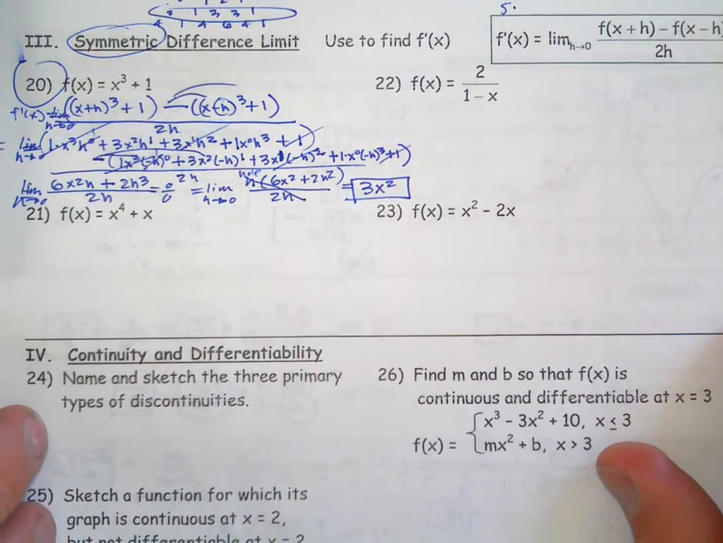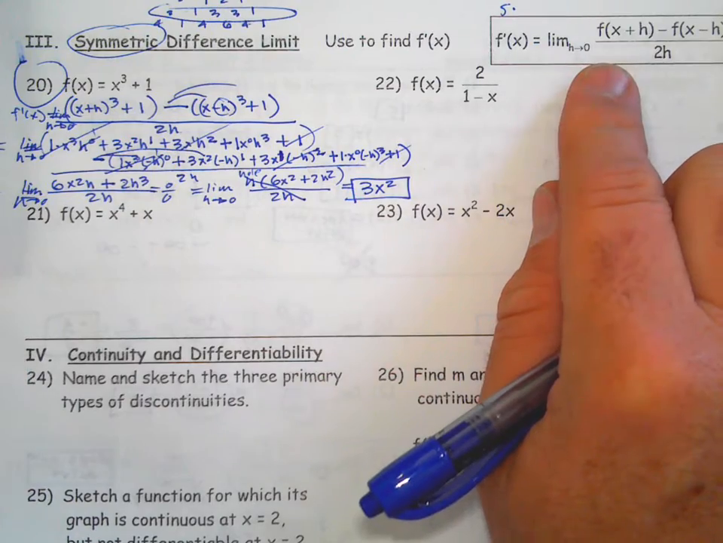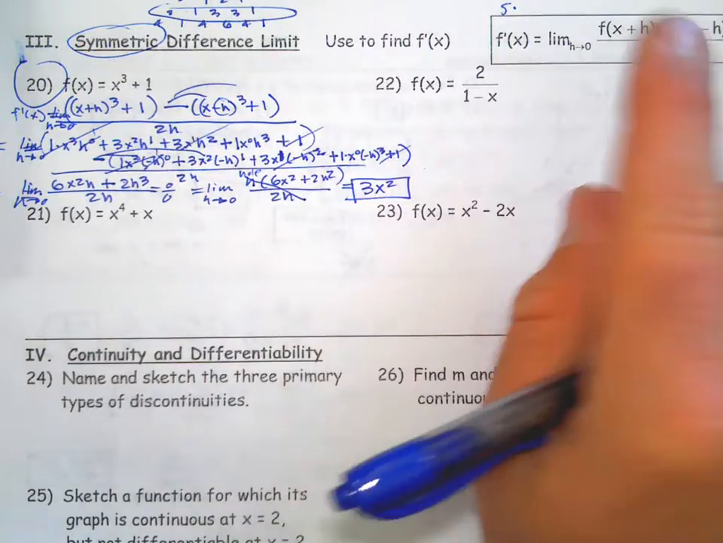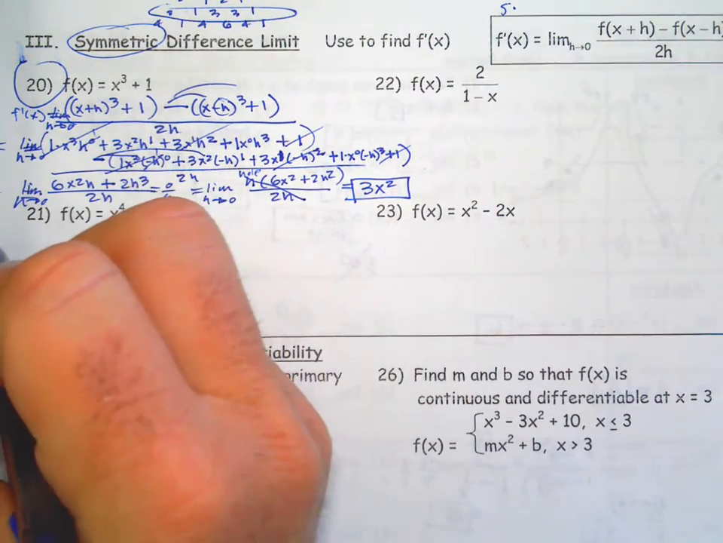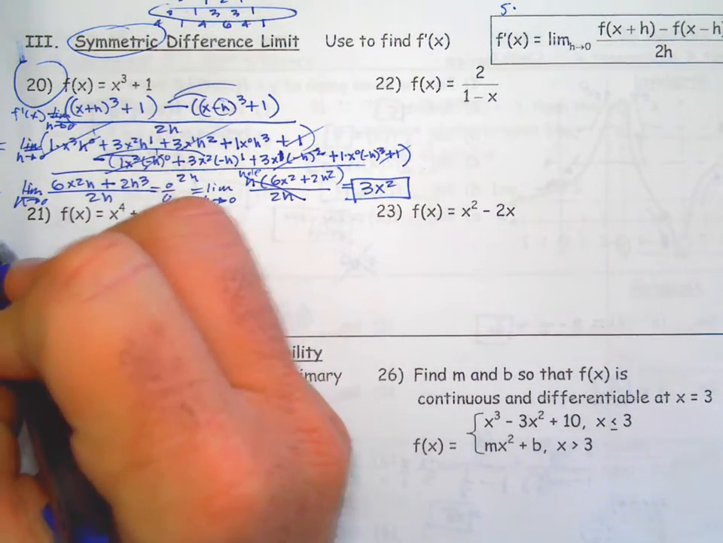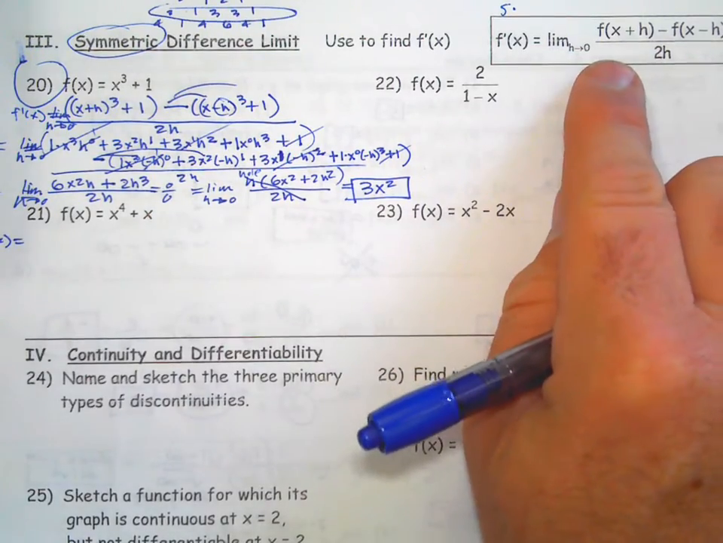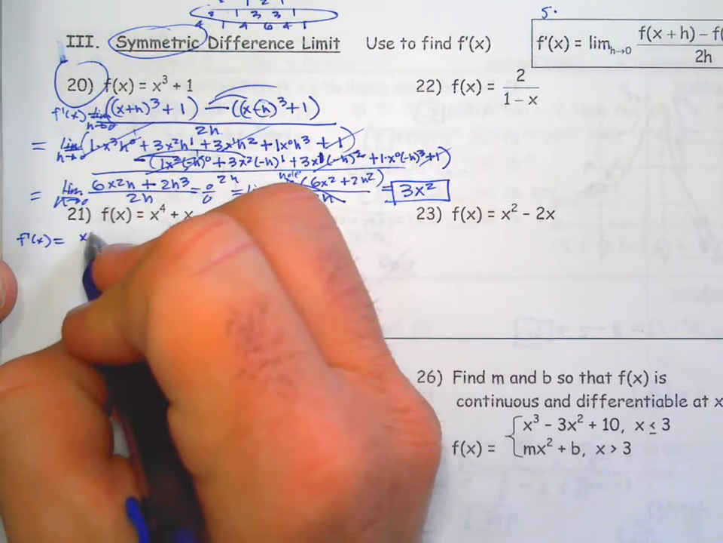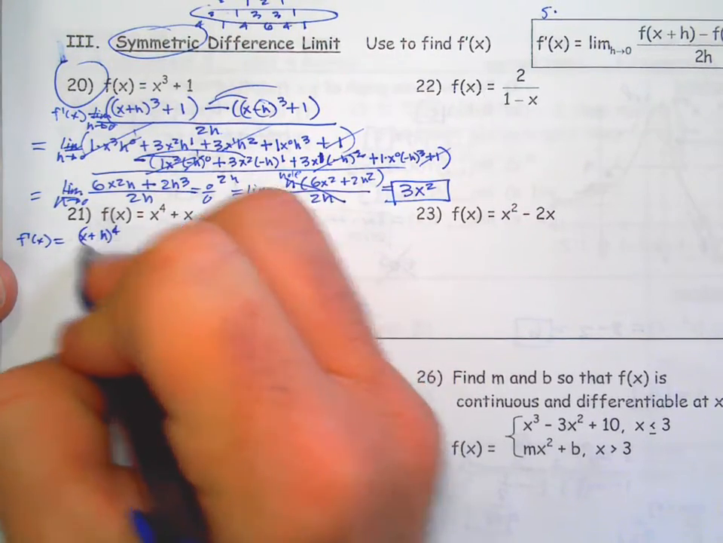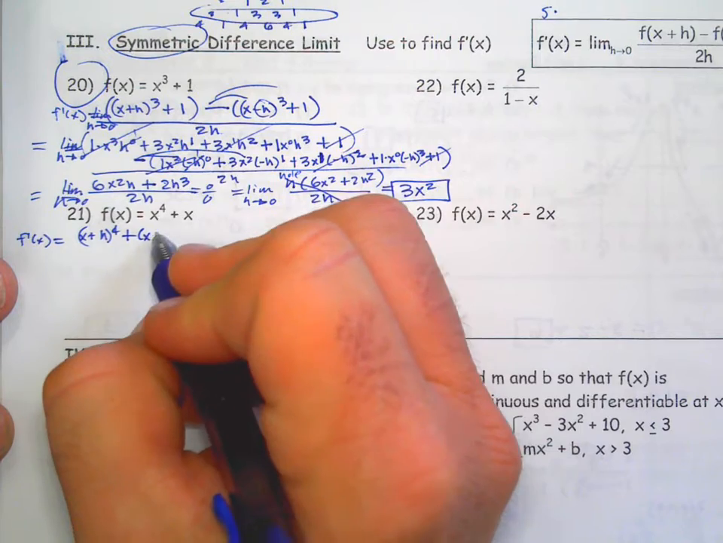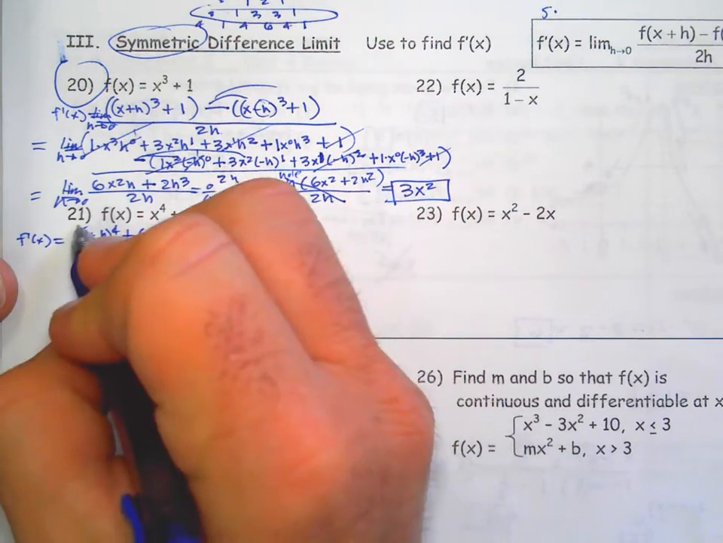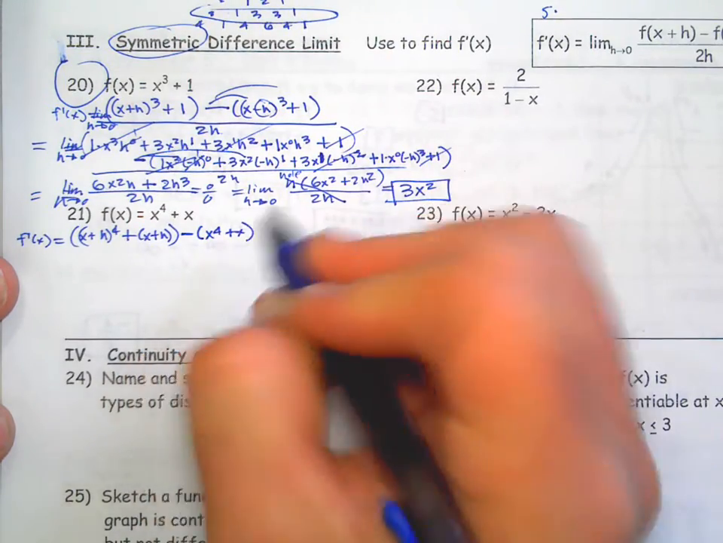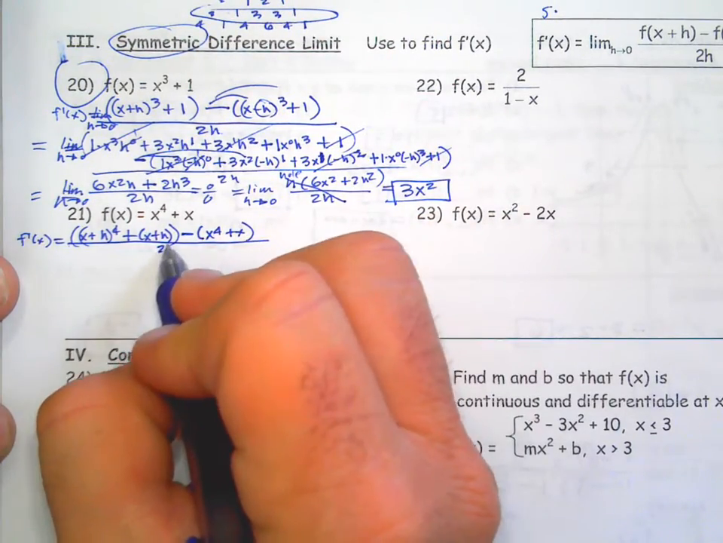So we're using this particular definition of derivative, which is a symmetric difference quotient, using a point on the left and right. So the first step is to just plug x plus h into this. (x plus h) to the 4th power plus (x plus h) goes there also, minus, then we plug x in, and it's going to be x to the 4th plus x, all over 2h.